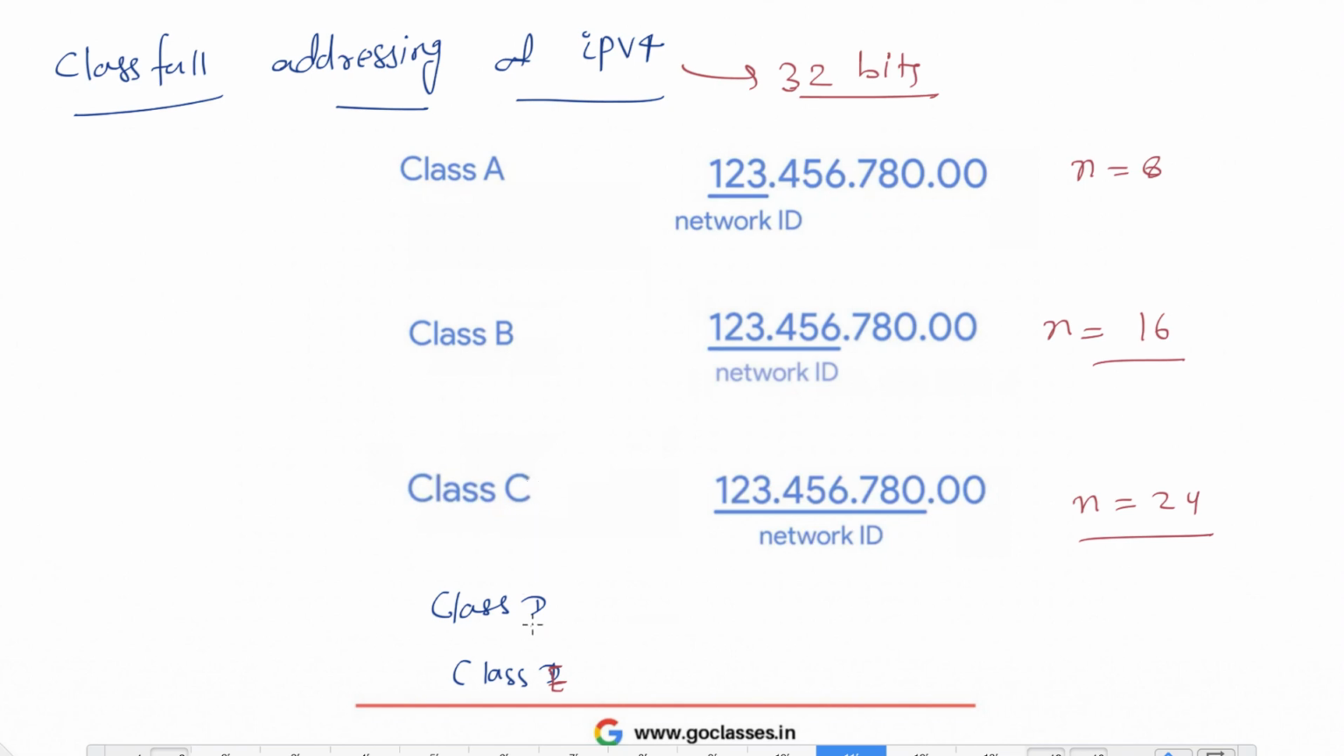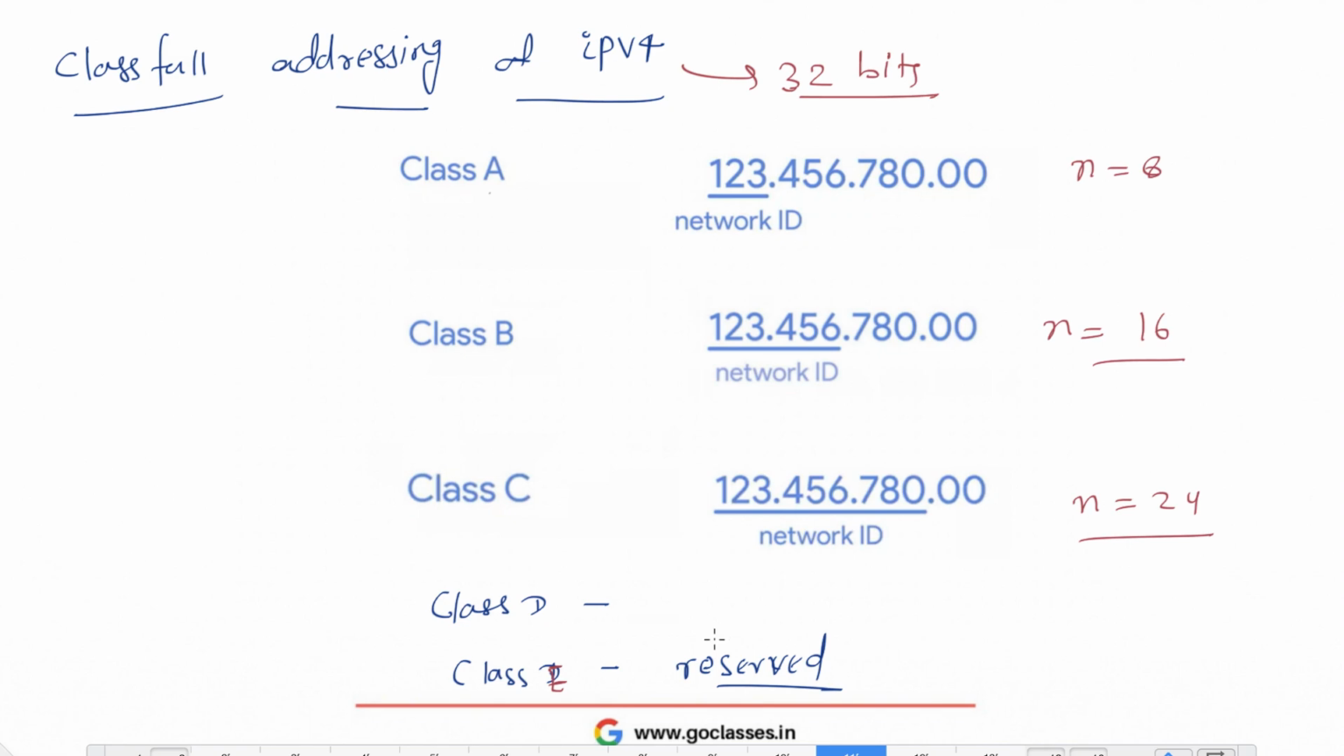Now there are special classes called class D and class E, which are not classified like that and are for special purposes. Class D is used for multicasting, which I will tell you later, and class E is reserved for future use, which means we have not used these addresses till now. In future, if we need it, then we will be using it.